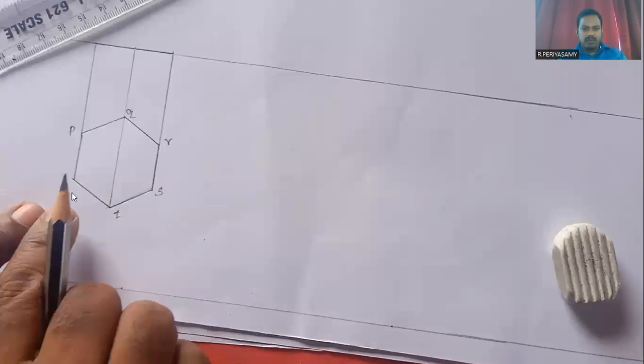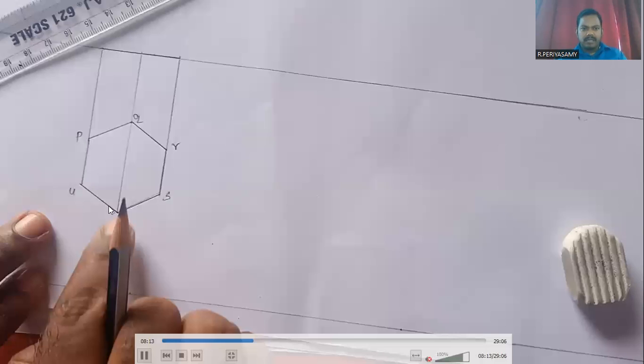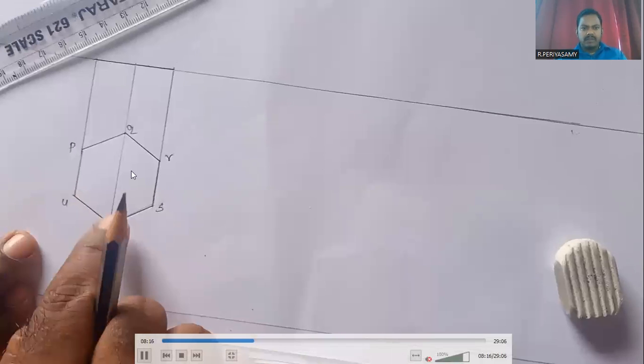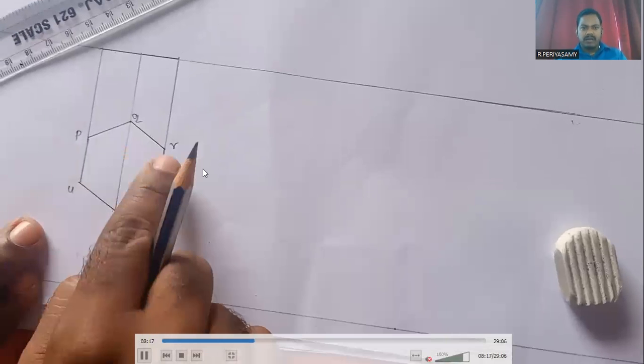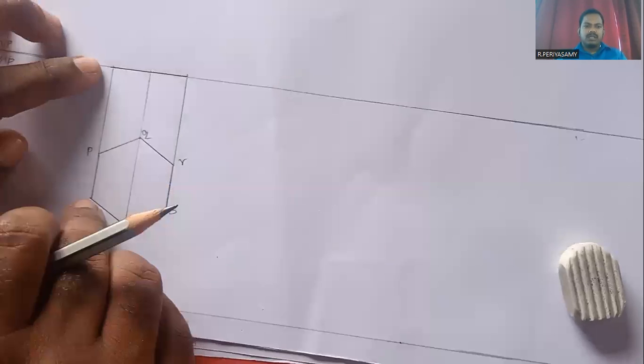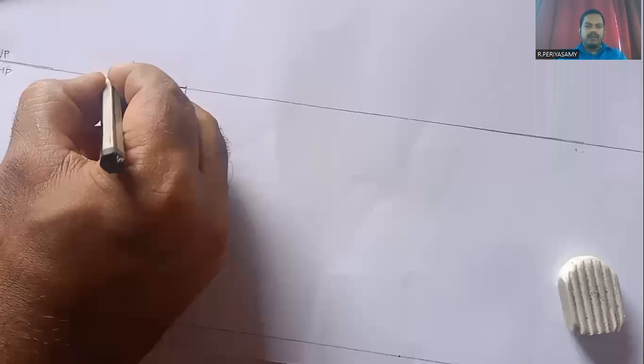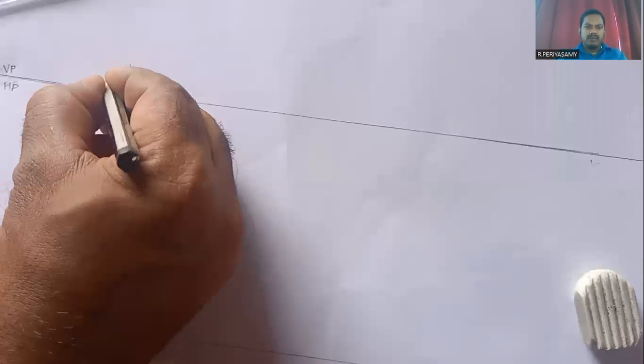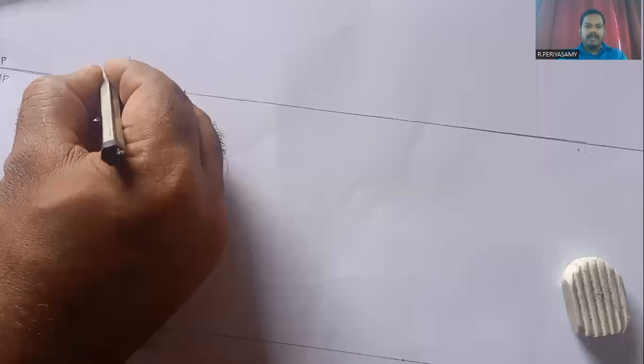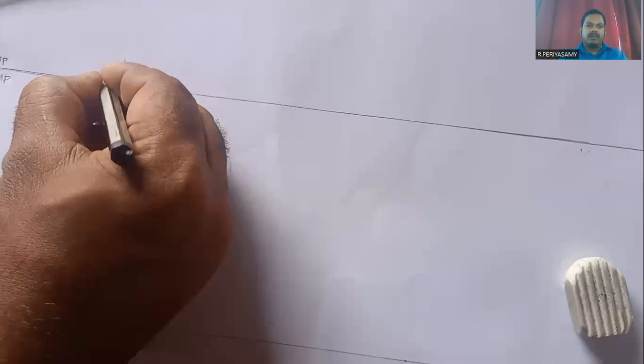In this case the U point is visible, P point is hidden. Here T visible, Q hidden. Here S visible, R hidden. So in front view projection, we mention the names. We mention U dash, P dash, given hidden.